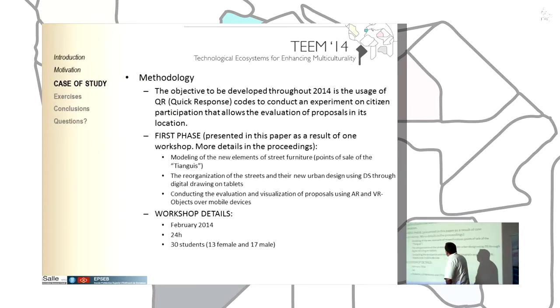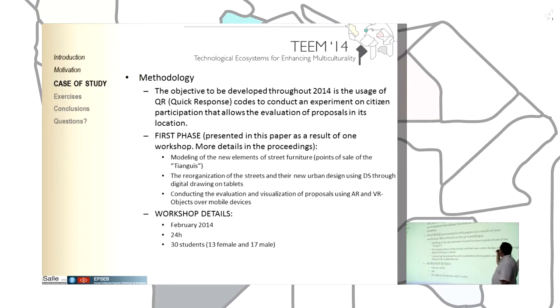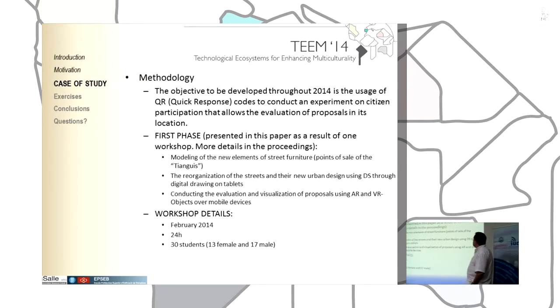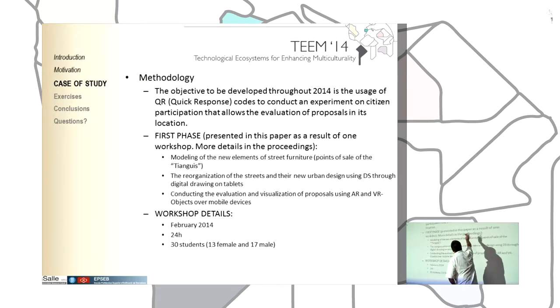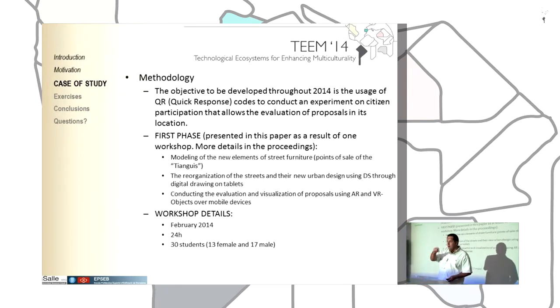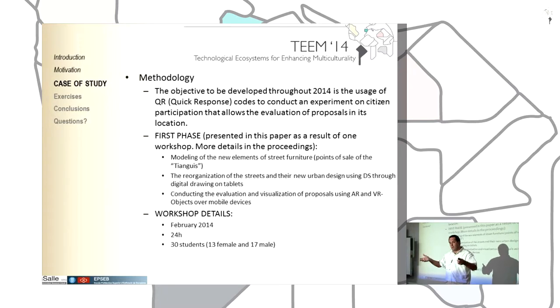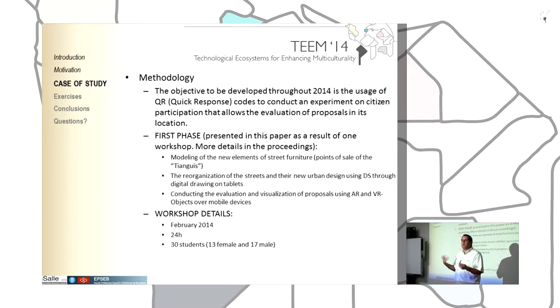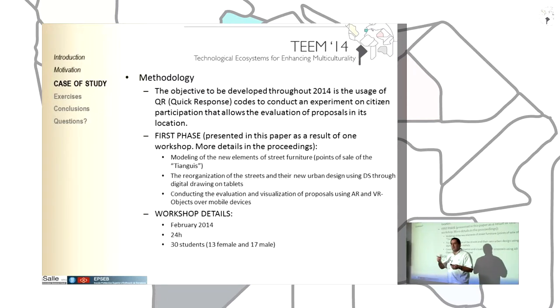What methodology do we use? The methodology we developed this year is about QR codes to conduct an experiment on citizen participation. This phase is being developed now. We have put some different QR codes in the city, and the citizen can scan the QR codes and download the model or the proposal of the different tianguis, and evaluate the proposal of the market: if I agree or not, what type of evaluation I can give with the information that I can view in the street.